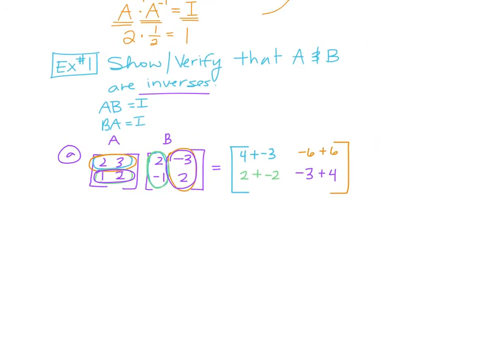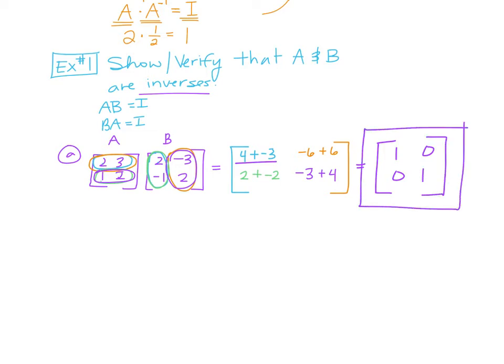Okay, so what we get from this, 4 plus -3 is 1, -6 plus 6 is 0, 2 plus a -2 is 0, and -3 plus 4 is 1. So you notice that we get the identity matrix. Okay, so that's our verification. Now this is the proof, okay? I don't want to see this and then you just write this.